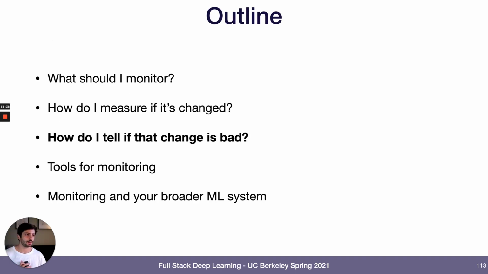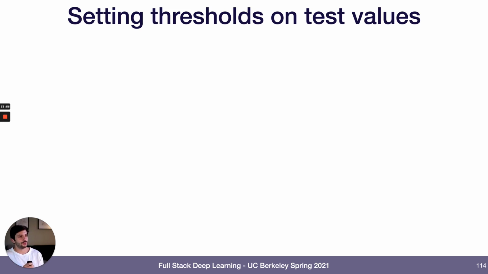All right, moving on. So we talked about what things you should be monitoring, how you should be measuring changes. And then the next question, which I alluded to earlier, is how do you actually tell if that change is bad? How do you know if you should do something about the change? Fortunately, again, this is another place where there's not a very satisfying answer. So there's one approach you can take here to setting thresholds on test values, which is using statistical tests.